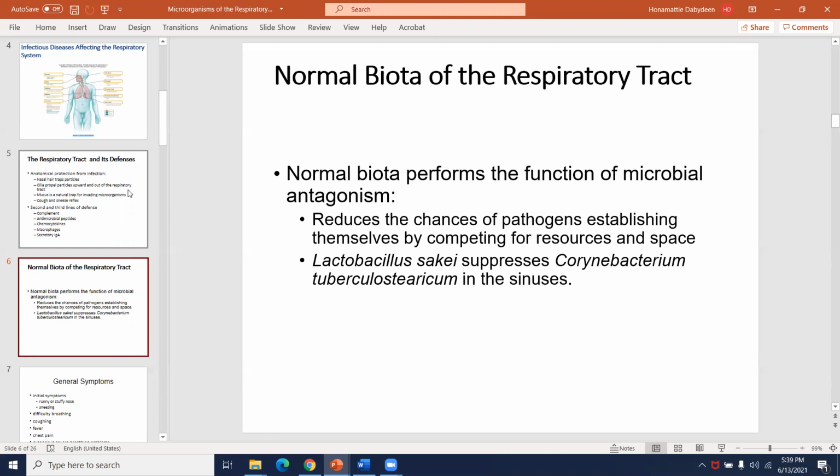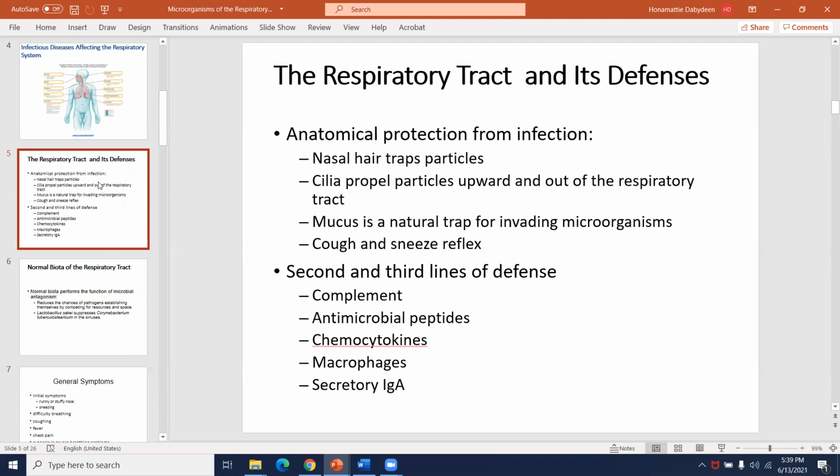We talked a little bit about the nasal hair, the mucus that traps the organism, the ciliary escalator, the reflexes of coughing, sneezing, swallowing, things like that. Those are all your first line of defense. But there is also a second line of defense. And many times your second line will include things like complement.